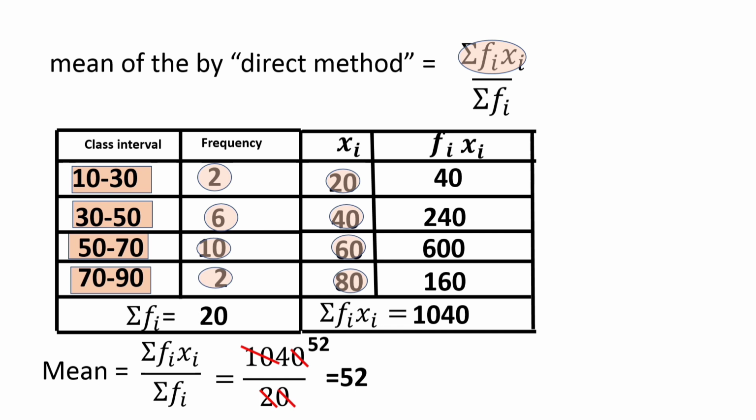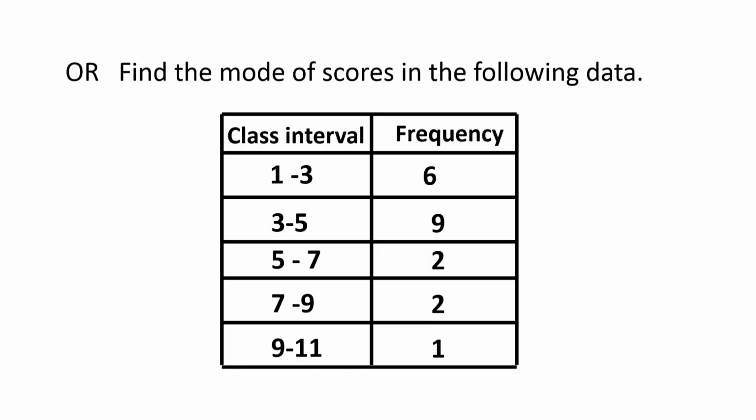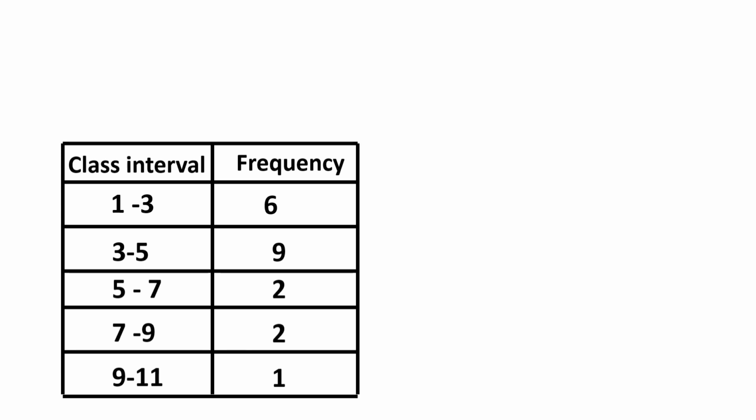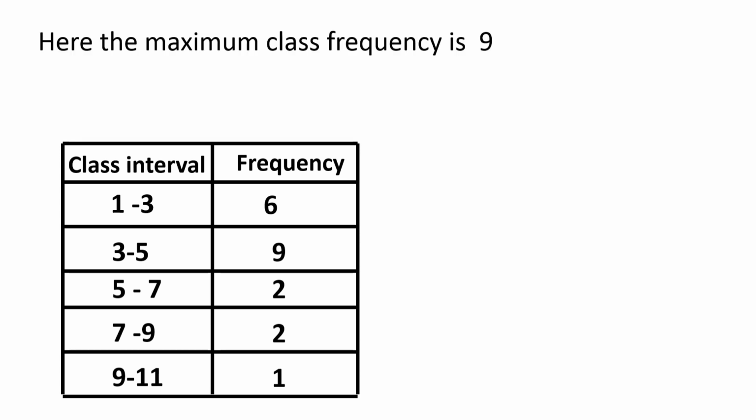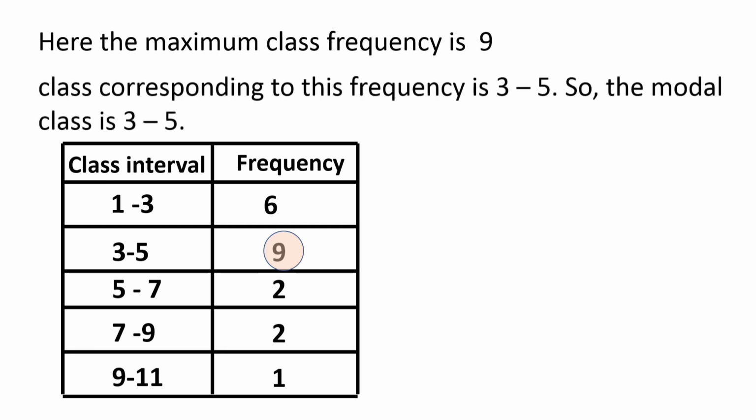There is an internal choice question for this one. Find the mode of scores in the following data. Data is given. Here we can observe that the highest frequency is 9. So the maximum class frequency is 9. The class corresponding to the maximum frequency is 3 to 5. So the modal class is 3 to 5.